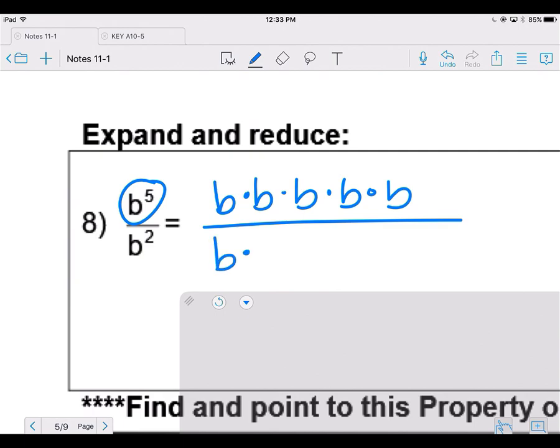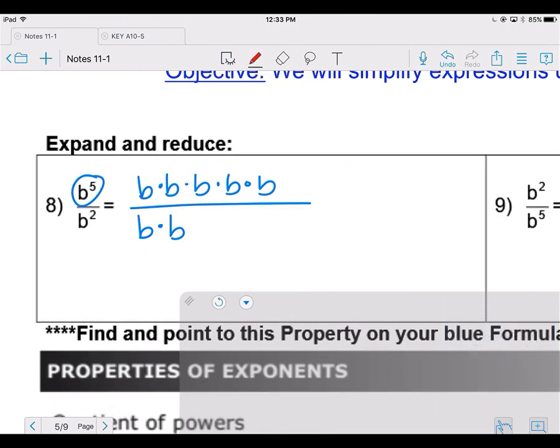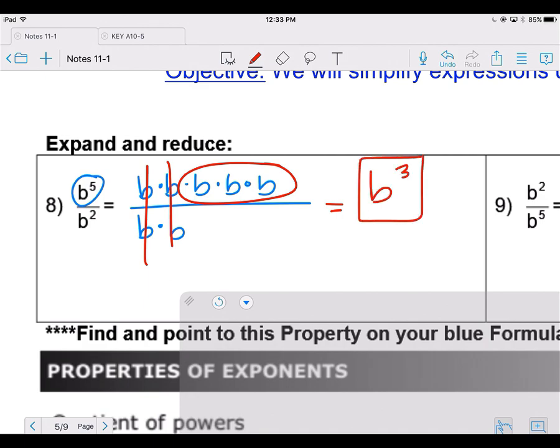On the bottom, b squared is b times b. Just like 2 squared is 2 times 2, or 5 squared is 5 times 5. It's whatever the big number is times itself, however many times you have the little number. Now, anytime we're dividing and have something on the top and the bottom, they will cancel out. So in this case, I'm left with b times itself 3 times, which is just b cubed.